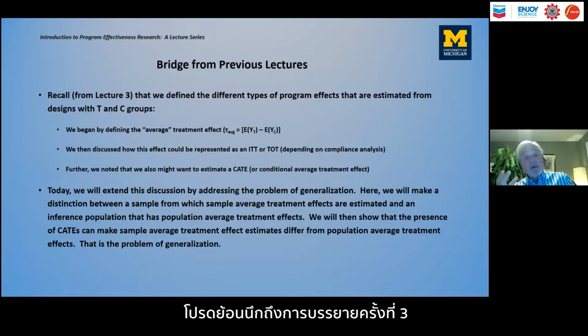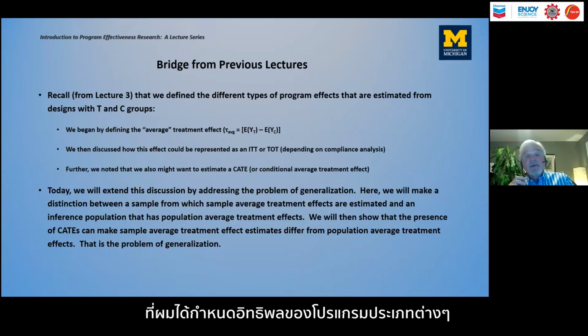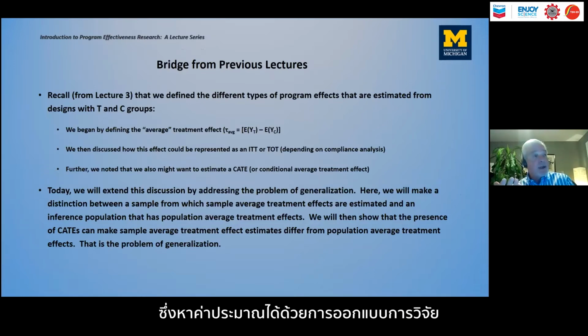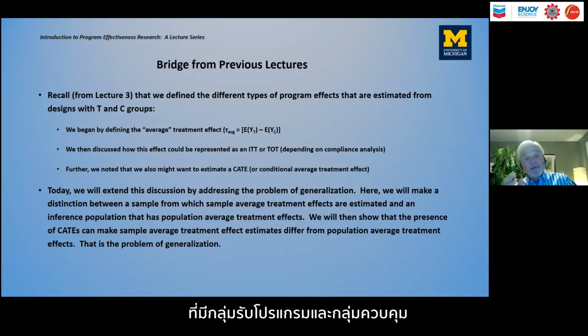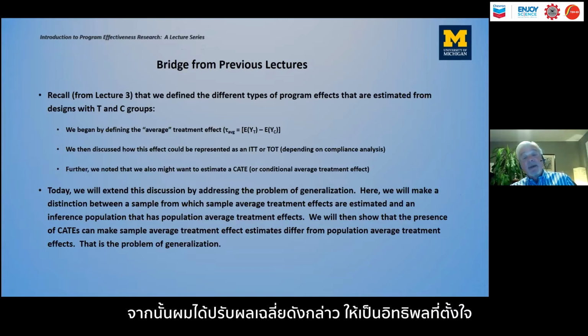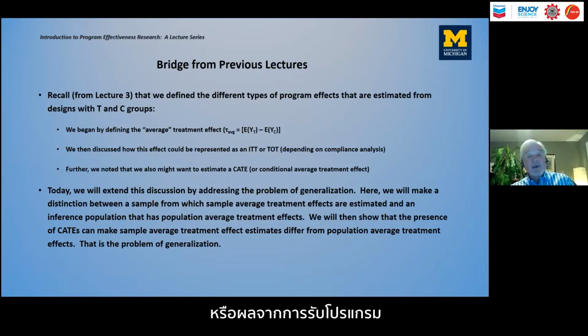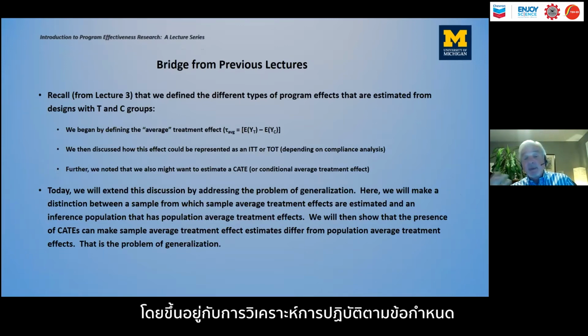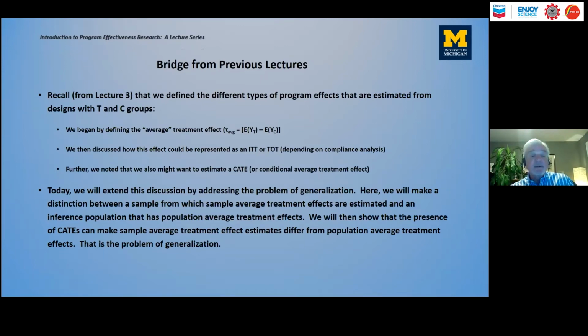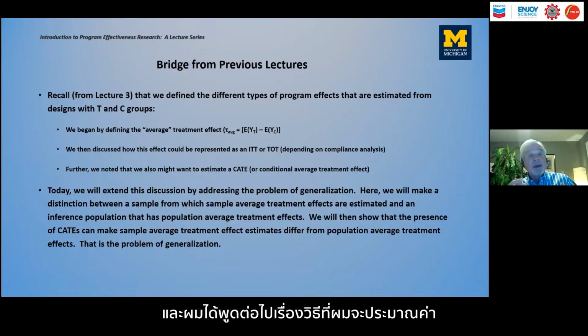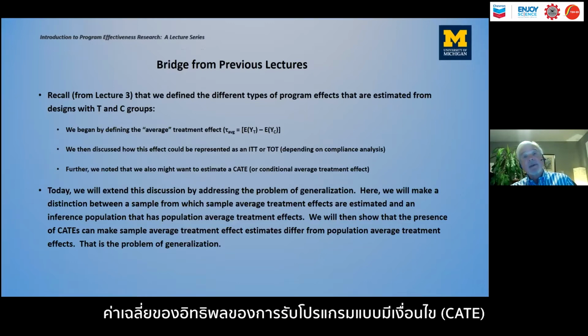Recall, I also, in lecture 3, defined different types of program effects that get estimated with designs that have treatment and control groups. I defined the average treatment effect. I then modified that to be represented as an intent to treat effect or a treatment untreated effect, depending upon the compliance analysis. And I further talked about how you might want to estimate conditional average treatment effects.